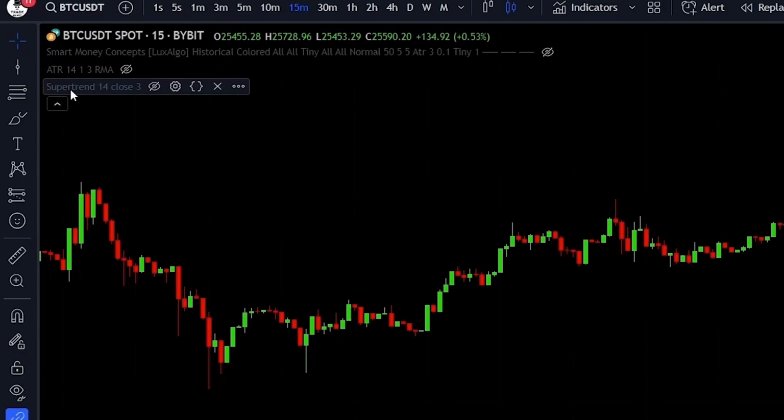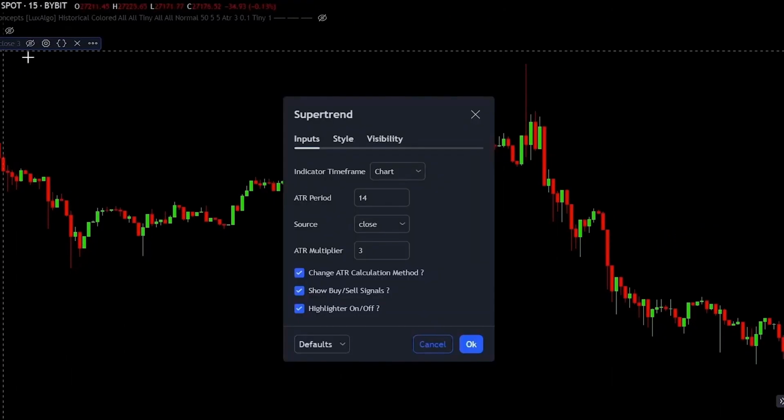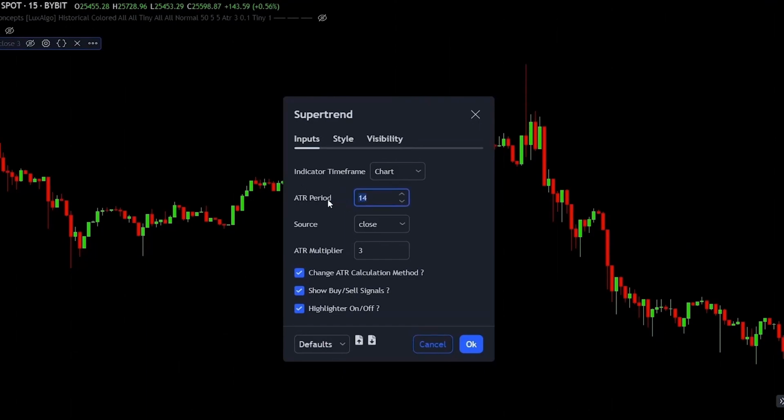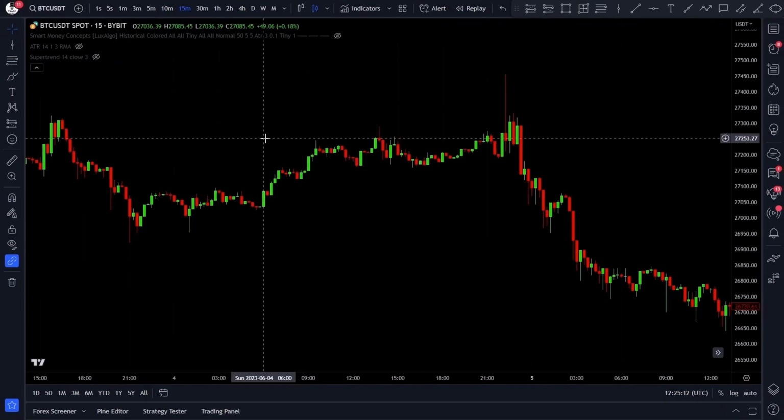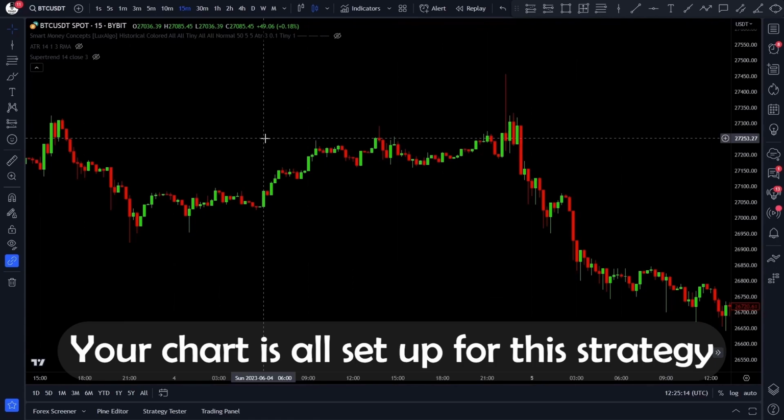Finally, let's set up our trailing stop loss indicator just like the NNFX ATR. So, open up its settings, set the ATR period to 14, set its source to close, and set the ATR multiplier to 3. And with that, your chart is all set up for this strategy.